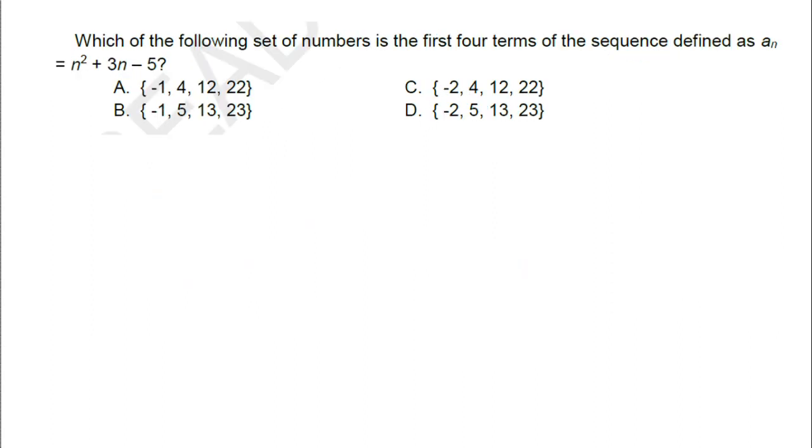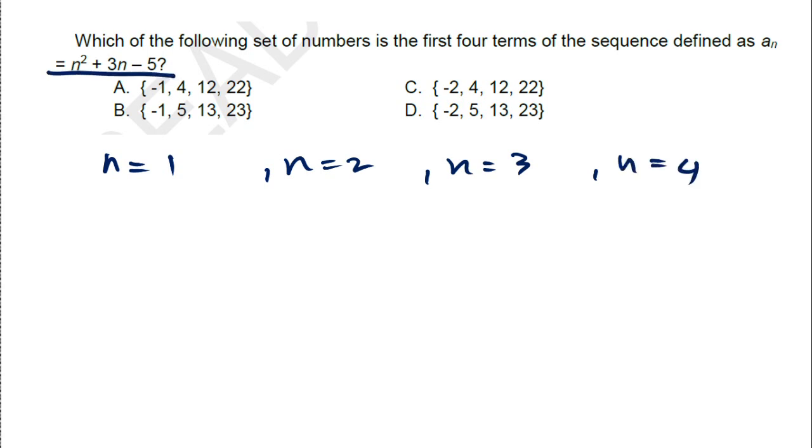Which of the following set of numbers is the first four terms of the sequence defined as a sub n equals n squared plus 3n minus 5? We're going to solve for a sub 1, a sub 2, a sub 3, a sub 4. And to do this, let's substitute n equals 1, n equals 2, n equals 3, and n equals 4 to this formula.